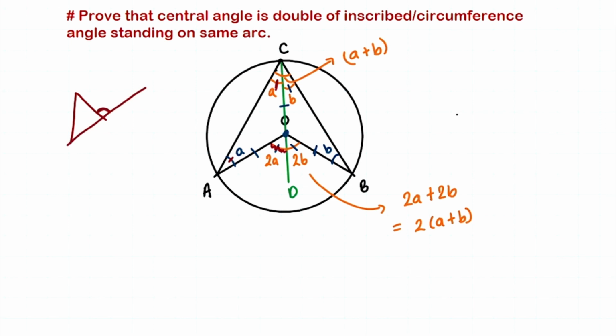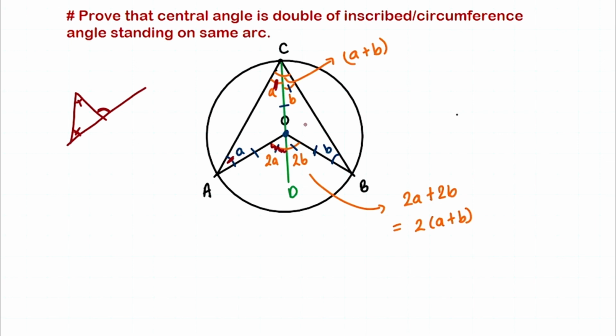Then this exterior angle is equal to the sum of this angle and this angle, the non-adjacent angles. Similarly, in our triangle, we have this angle as A, this angle as A. So this angle is going to be A plus A, which is 2A.